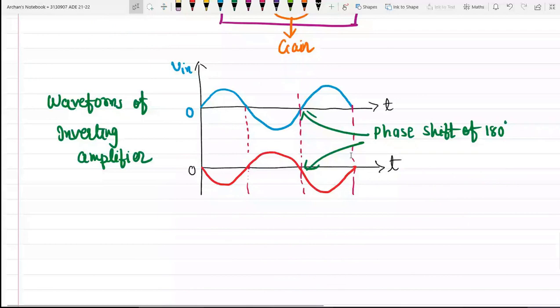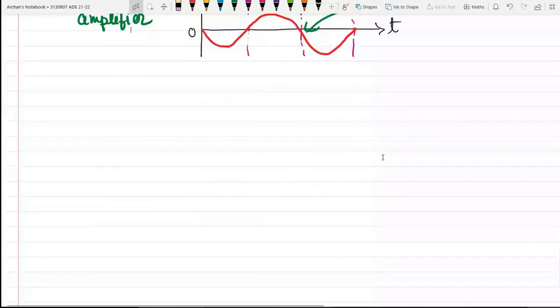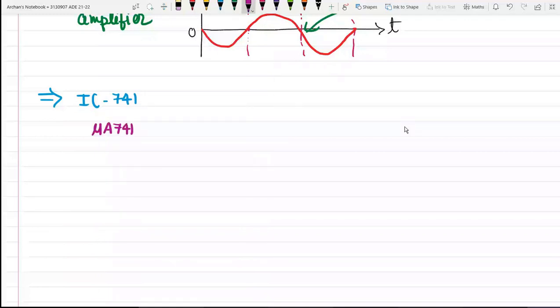Before we move on with the applications of the operational amplifier, we will have a look at IC741 because this is the most widely used IC. We will see some basics of IC741 and then we will start with the linear applications of the operational amplifier. This is a very popular IC version, it is μA741, and it is manufactured by Fairchild Semiconductor Company.